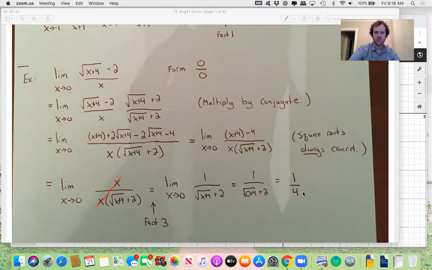Questions about this problem? Either any steps in here or kind of how this compares to the other problem, the other indeterminate form cancellation problem that's the top half of this page.